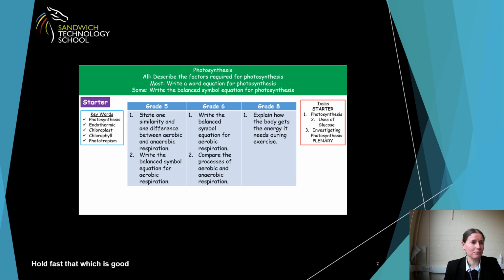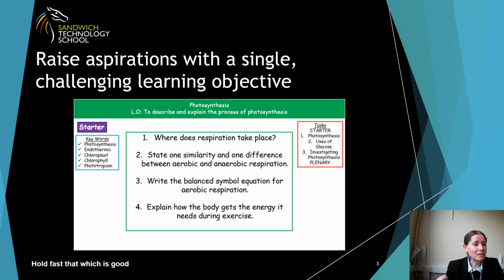So what can we do? Change it to a single challenging learning objective. Rather than being greeted with three different options, where those of you that aren't really feeling like working too hard can just do that first bit today and that's all right, we're saying to everyone, by the end of this lesson, you are all going to be able to do this description and explanation of the process of photosynthesis in this case. We have set our bar higher.